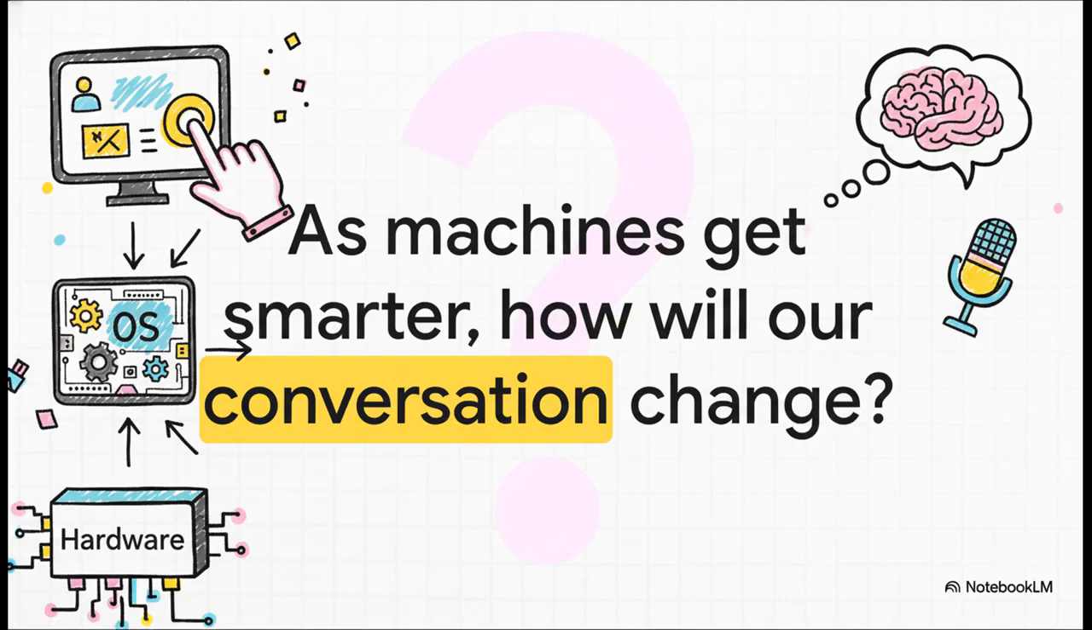And all of this leaves us with a really fascinating question for the future. We've gone from typing commands to clicking icons. Now we have voice assistants, virtual reality, AIs that can guess what we want before we do. As our machines keep getting smarter and smarter, how is our conversation with them going to change next? What does the user interface of tomorrow even look like? Definitely something to think about.